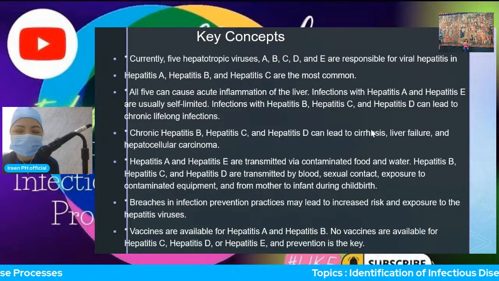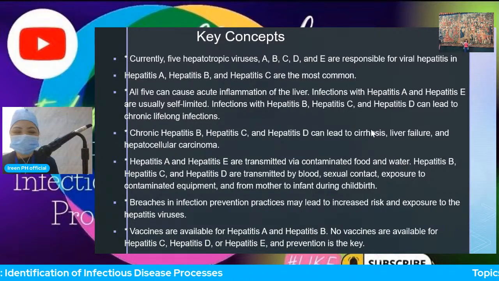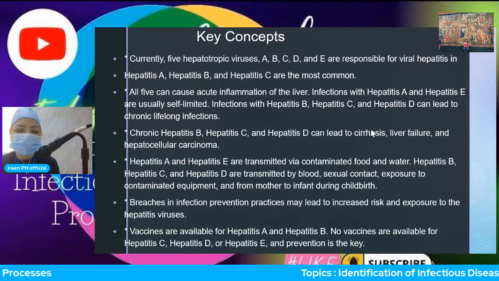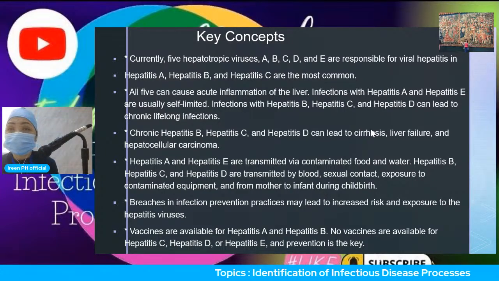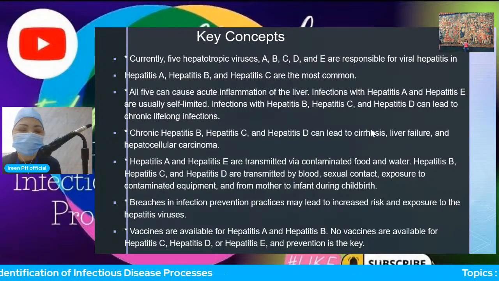Infections with Hepa B, Hepa C, and Hepa D can lead to chronic lifelong infections. The chronic hepatitis B, C, and hepatitis D can lead to what? Cirrhosis, liver failure, and hepatocellular carcinoma.